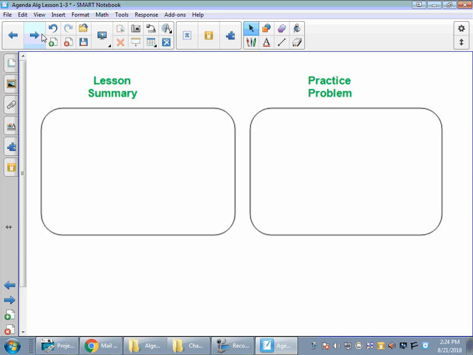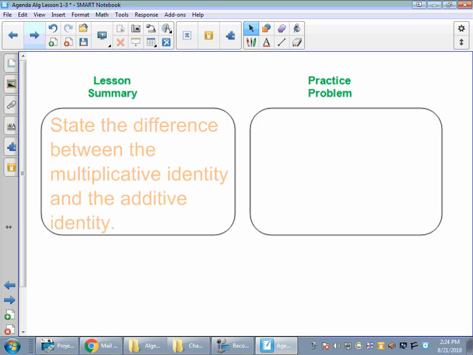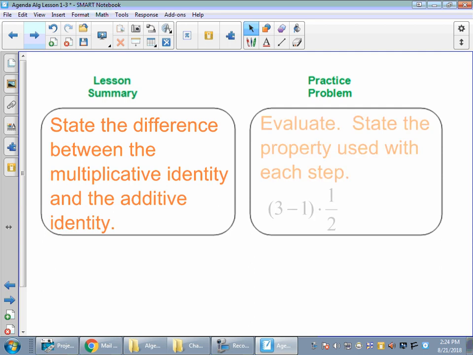All right, lesson summary. So all you have to do for the lesson summary in this box is state the difference between the multiplicative identity and the additive identity. There's a major difference between the two, just telling you what that is. And your practice problem here is evaluate this expression and state the property used with each step. So you're going to evaluate 3 minus 1 times 1/2. And I'm just going to tell you there's 2 steps. So you should have 2 steps to evaluate that, and you should list 2 properties with it.